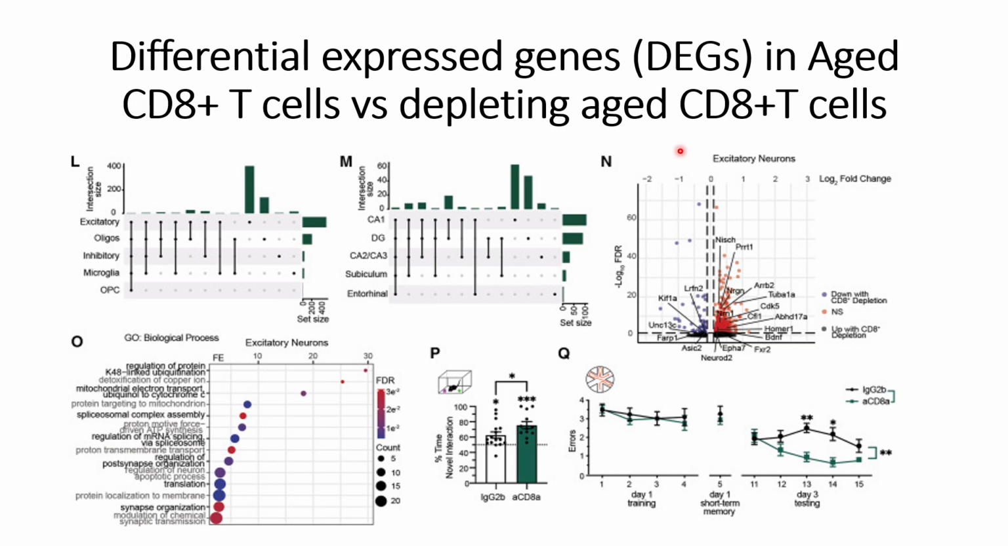Afterwards, they checked the differentially expressed genes in the excitatory neurons, which show the maximum DEGs, and they found that the dysregulated genes belong to either metabolic pathways or synaptic pathways. They found this using gene ontology analysis, and we can see that they belong either to synaptic pathways, or to metabolic pathways such as ubiquitination, or protein targeting to mitochondria and regulation of proteins. So these are the changes they found in the gene ontology analysis of the differentially expressed genes in the excitatory neurons.